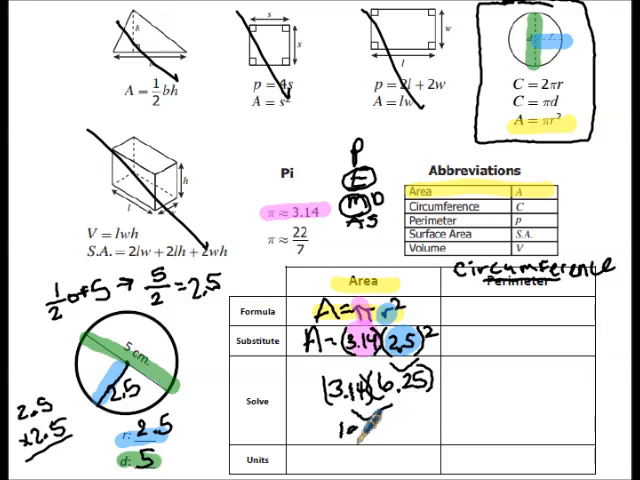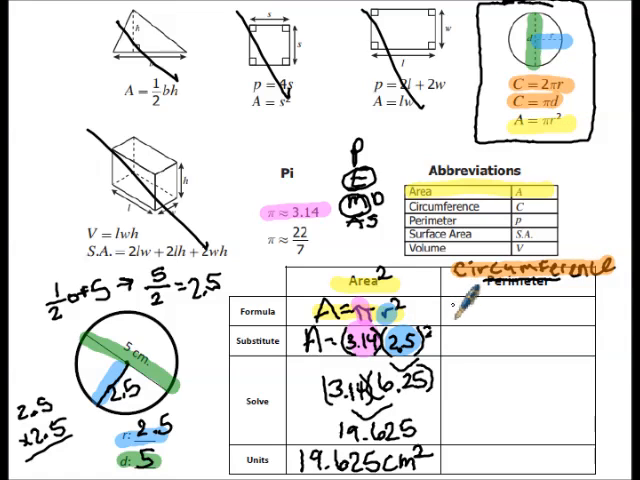And when I multiply those two numbers together, I get 19.625. Make sure you use 3.14. And you don't press the pi button, because the pi button is going to give you a lot more decimals, and you're not going to have the same answer as the teacher. And the area is covering the shape in squares, so it's going to be 19.625 centimeters squared.